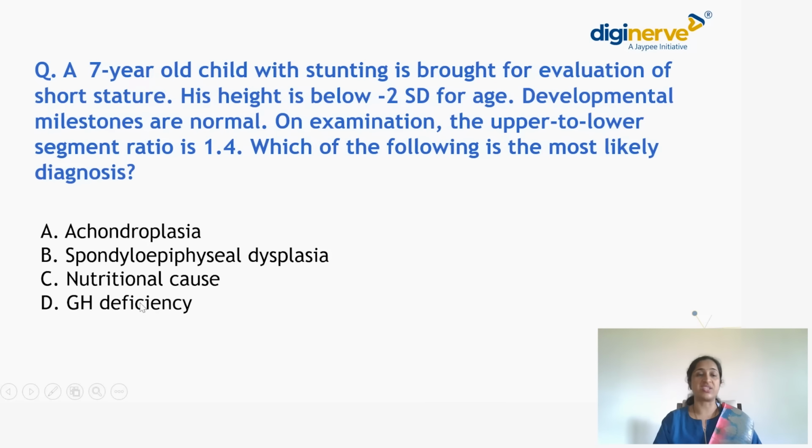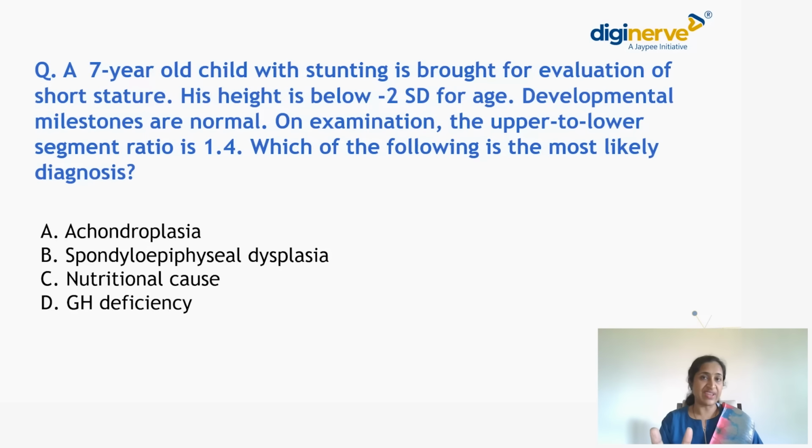Automatically look at the causes. You have nutritional cause, you have growth hormone deficiency. These two are causes of proportionate short stature. So automatically nutritional cause C and cause D, growth hormone deficiency, get ruled out because 1.4 is to 1 automatically implies disproportionate short stature at 7 years.